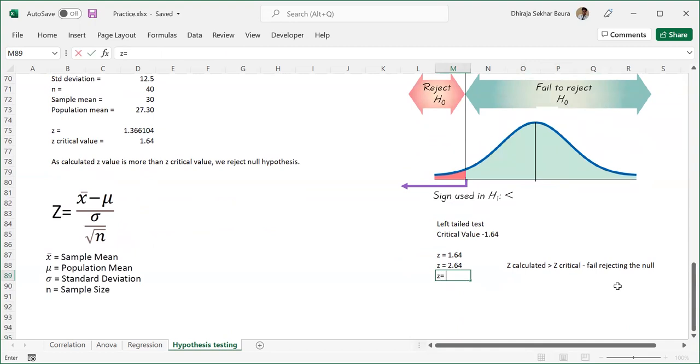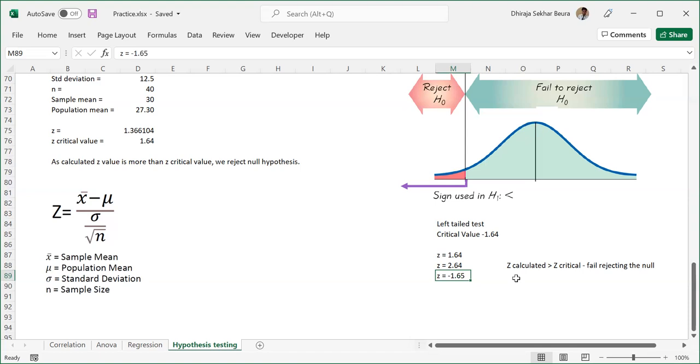Let's try the other way around also. Let's be very clear about this concept. Now, suppose Z is equal to minus 1.65, the one that Thomas was mentioning. So now this number is less than the critical value. Everybody agrees? Minus 1.65 is less than minus 1.64.